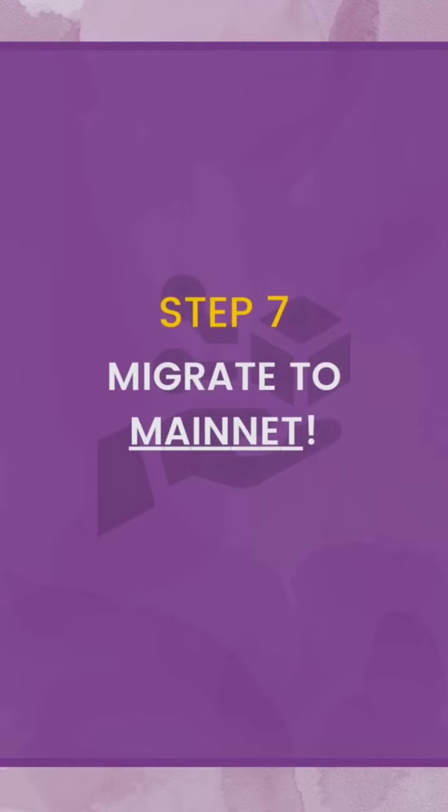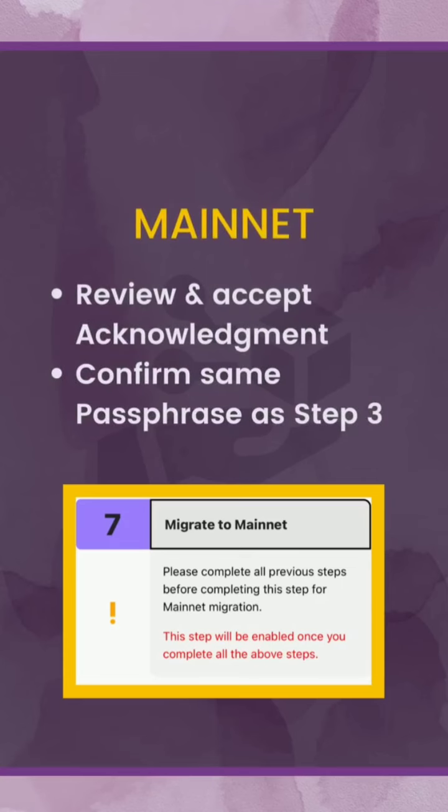Step 7. Migrate to mainnet. After completing all the previous checklist steps, this step enables you to queue your Pi Transferable Balance for mainnet migration. Step 7 includes executing an acknowledgement document with your wallet passphrase. Note that this passphrase has to be the same one that you confirmed in Step 3.